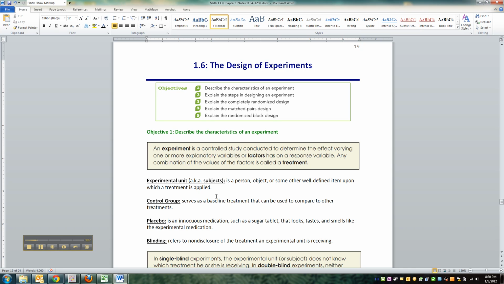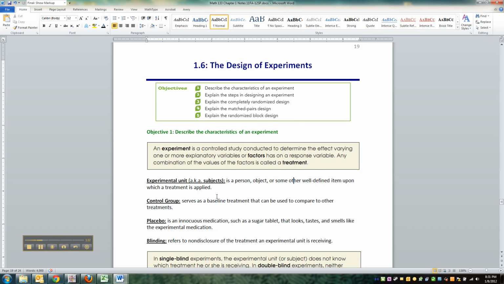An experiment is a controlled study conducted to determine the effect that varying one or more explanatory variables, called factors, has on a response variable. It's sort of like independent variable and dependent variable in algebra, but not quite the same. Namely, the explanatory variable is what you mess around with a little bit, and the response variable is what you're trying to see, does it change? Any combination of the values of the factors is called a treatment.